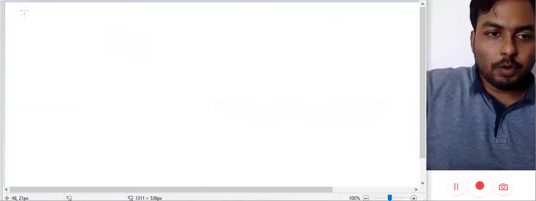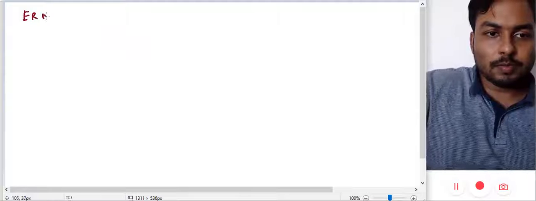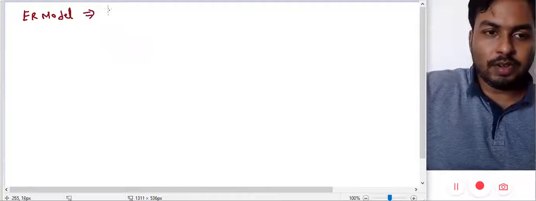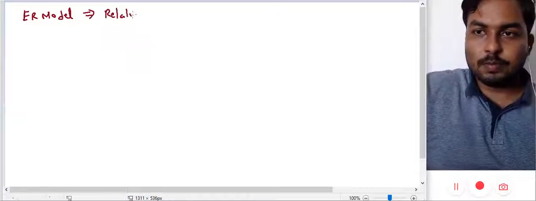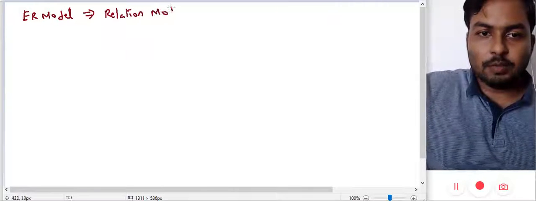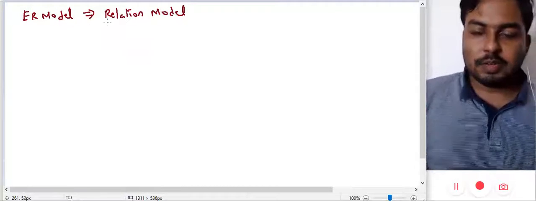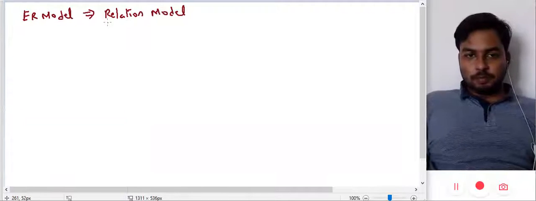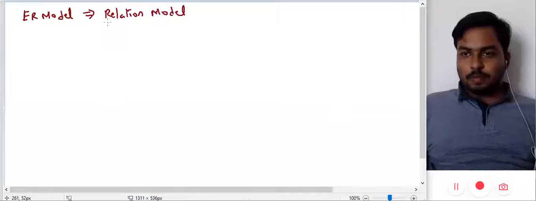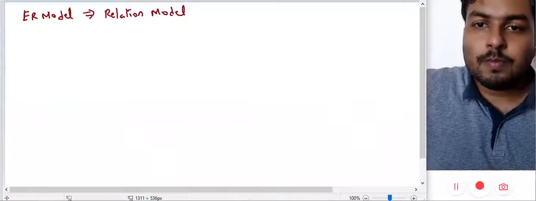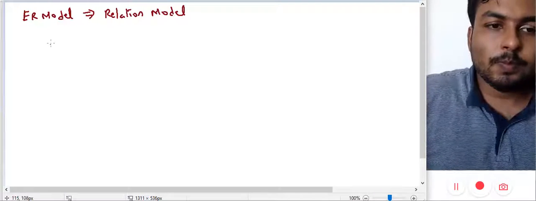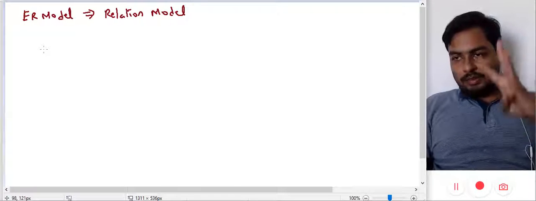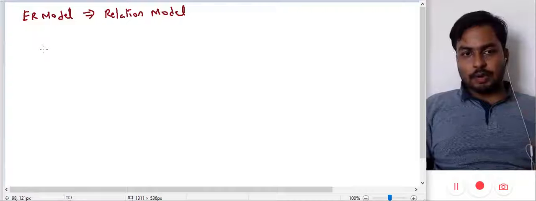You should know how to convert a given ER model. Given an ER model, how should we convert it into a relational model? When I say ER model, it is nothing but an ER diagram. When I say relational model, it is nothing but a table or relation. So the way I see it, I'll divide it into three parts.